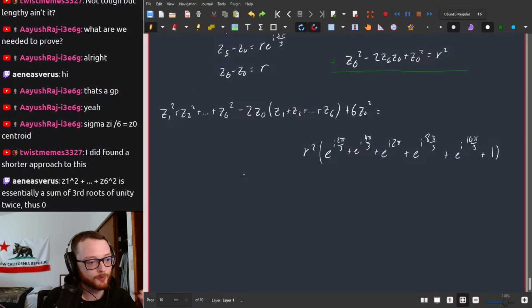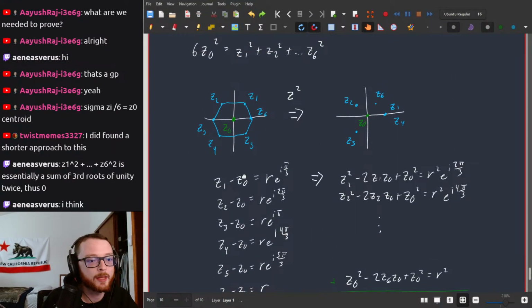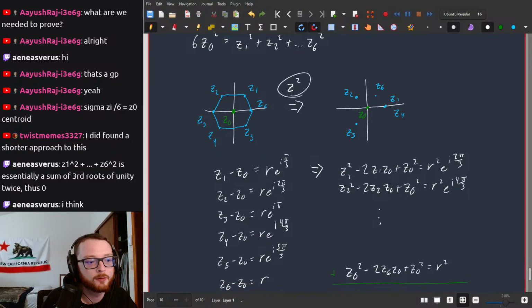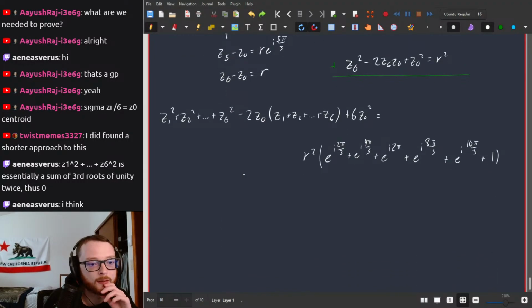You found a shorter approach? What is it? I agree that that should be the case. That's what I was trying to do initially, just letting z naught not be 0. I got a little tripped up on justifying it for the square. It should be true, but I got confused on something, so I was trying this kind of brute force way instead.